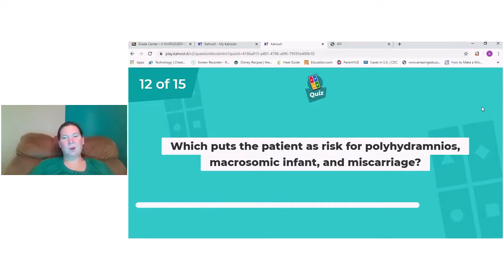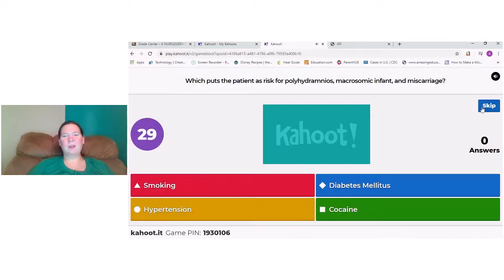Which puts the patient at risk for a polyhydramnios, macrosomic infant, and miscarriage? Day class, you better get this. Smoking, diabetes, hypertension, or cocaine use?